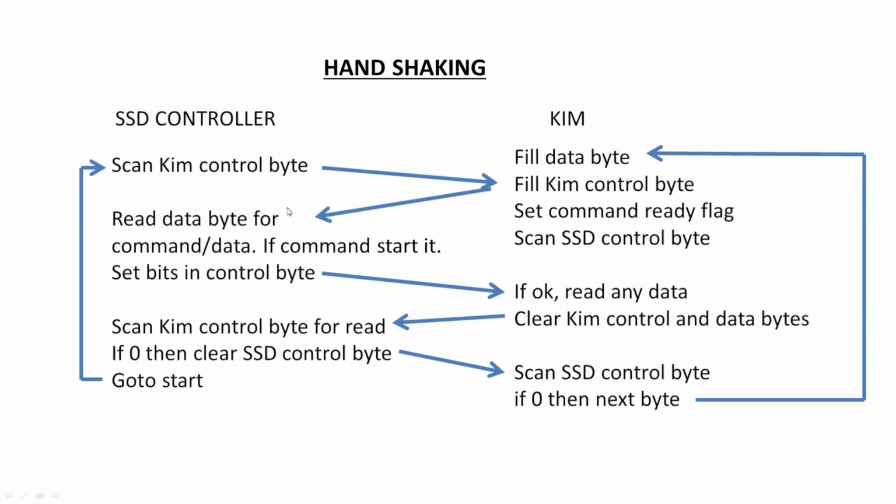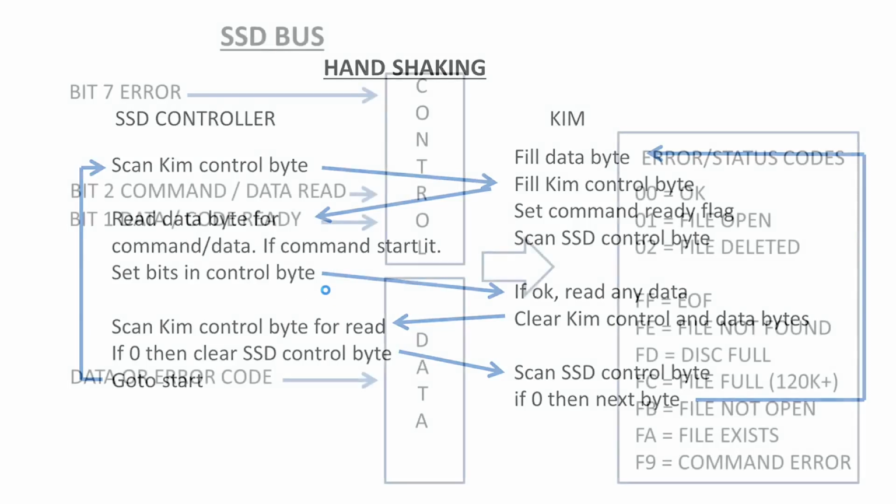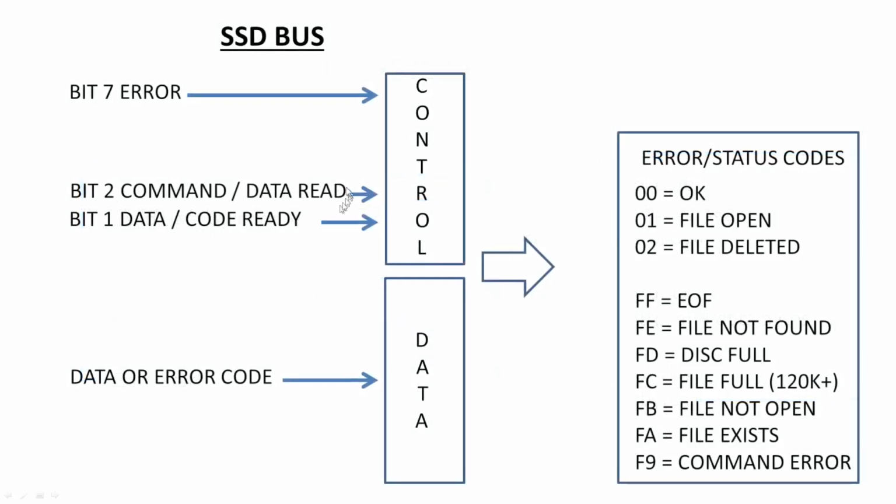It reads the data, or in this case a command, from the data byte, and if it is a command, it starts that command. Now, depending on the command, you may do the command and return the handshake, or it may just start it. So if it's going to be reading, say, a file, it needs to know things like file names, etc. So all it can say is, yes, I'm starting that command, I've read the command. So it sets a bit on its control byte that the KIM is scanning to say, I've read the command coming in.